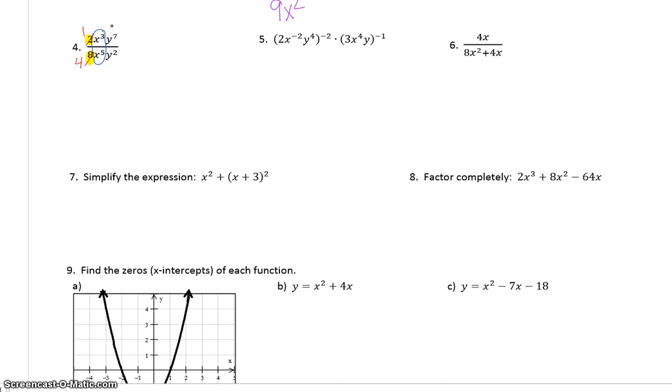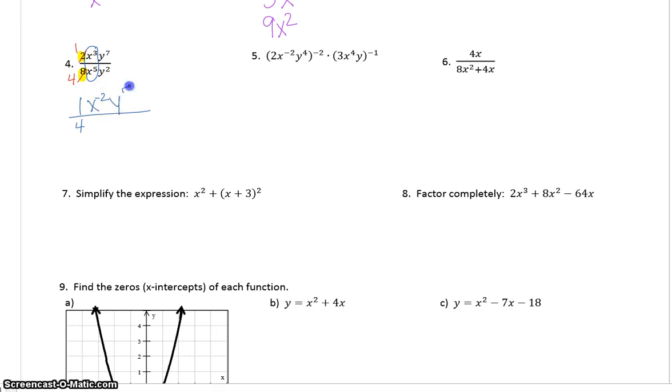We want to subtract our x's. So we have x to the 3rd over x to the 5th, which would give us x to the negative 2, because 3 minus 5 is negative 2. And then we have y to the 7 minus 2, so y to the 5th.